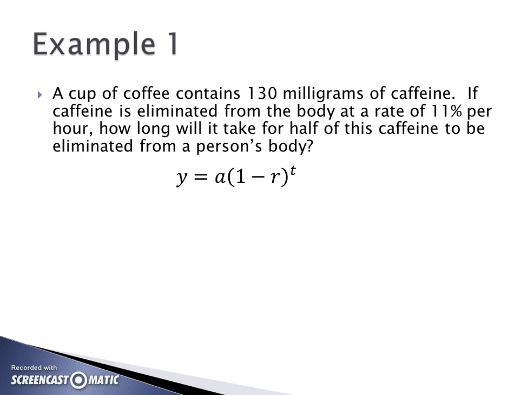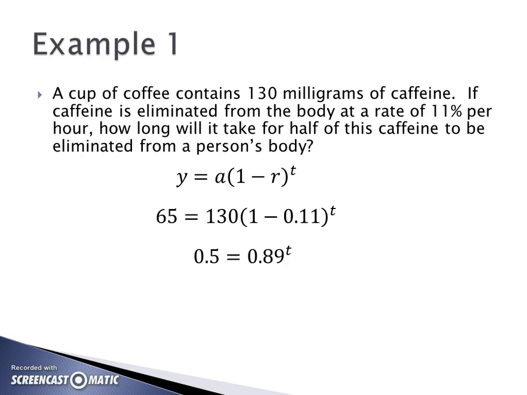So first, our a, our initial amount, is 130. Our y is what we want out after it, which is half of the caffeine, which is 65. Our r is 0.11. And our t is what we are going to be solving for. Okay, if we divide by 130, we get 0.5. 1 minus 0.11 is 0.89.